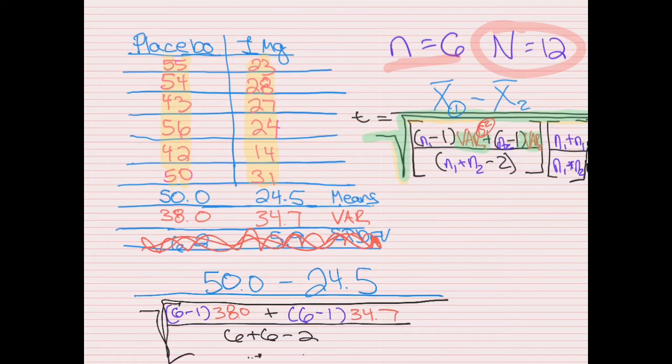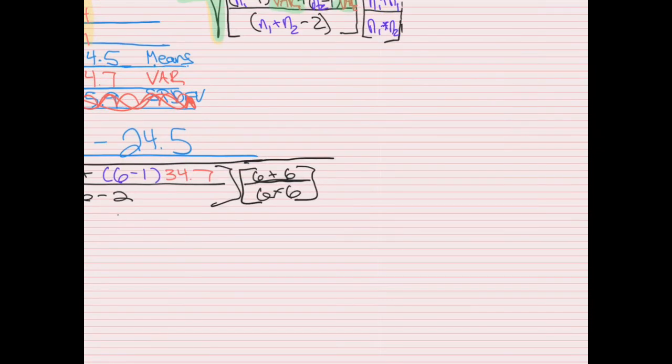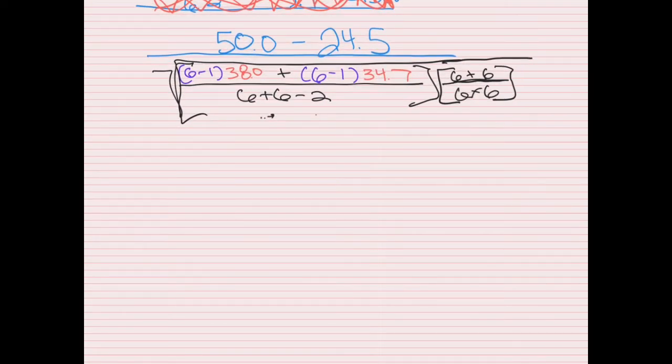Right? So all of that goes in brackets. And then there's this next part, which is just a bunch of n's, really. Super easy. So n for group 1 plus the n for group 2, which is 6 plus 6. And then n for group 1 times the n for group 2, which is 6 times 6. So let's see, I kind of want you to see some of this. So there we go. That's better.